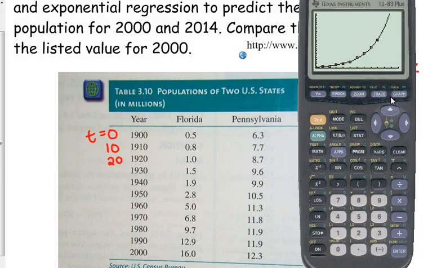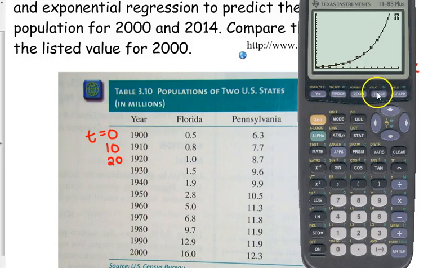So based on this data, this is a pretty accurate model, right? I mean, the regression line right here goes through the majority of the data points. So this is actually a pretty good model for this population. It did experience exponential growth. So here's how we can use the graph to predict.